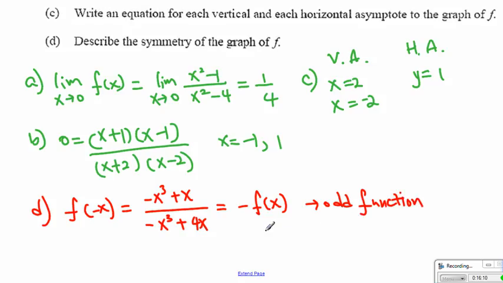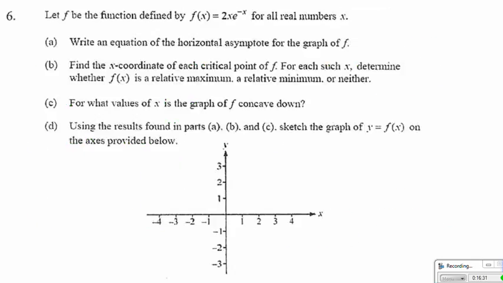Meaning, this is symmetrical about the origin. All right, and that is number 5. Let's move on to the next question, number 6.